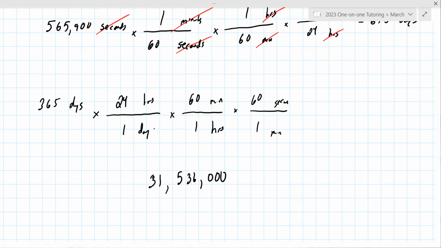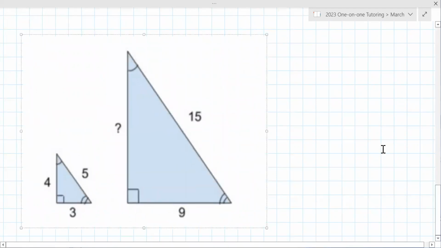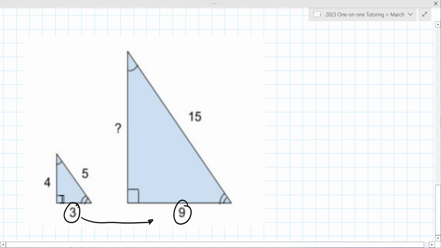So let's take a look at the next thing here. We've got some similarity problems. We'll just look at one of the ones they give you here. All right. So just transitioning topics here. Assume that these are similar, okay? And you need to pair up, like the 3 goes to the 9, and if you're wondering why, it's because it falls between the right angle and the double line there, and it's like, what's the multiplier? How do you go from 3 to 9? Well, you multiply by 3.